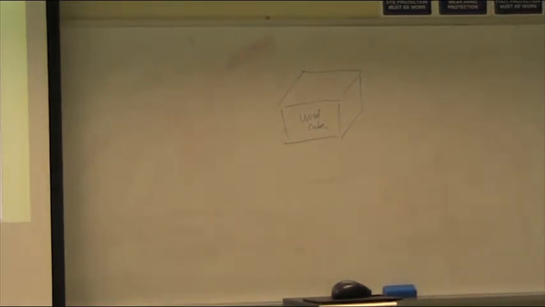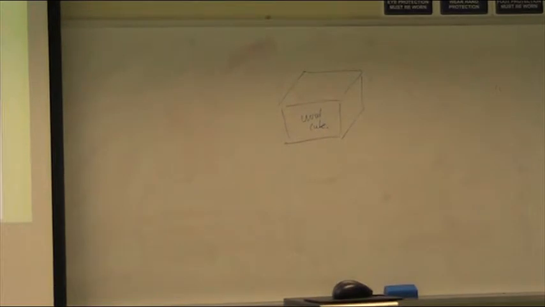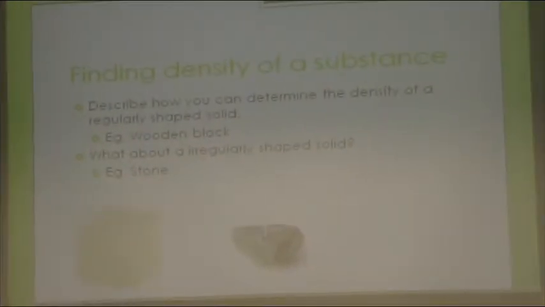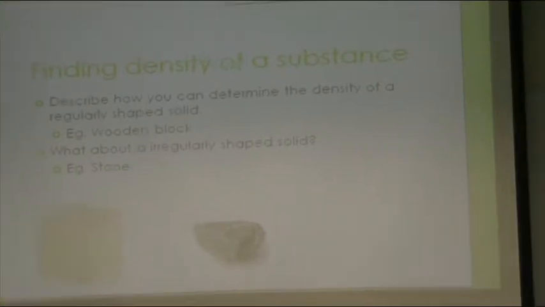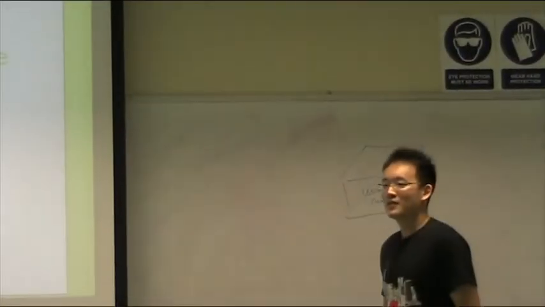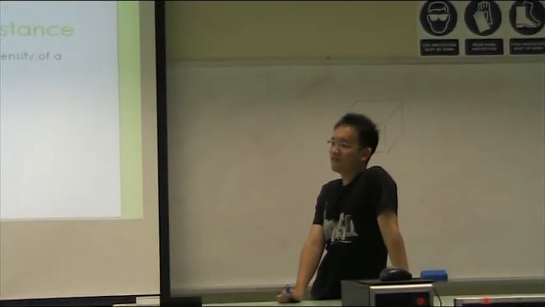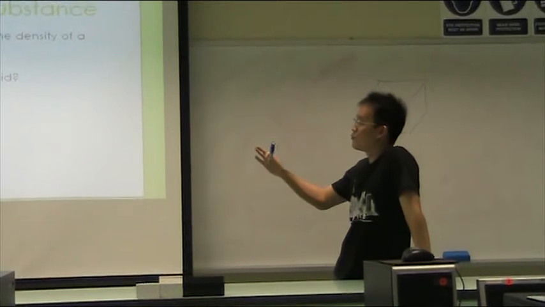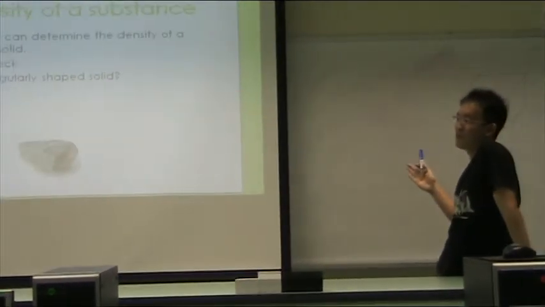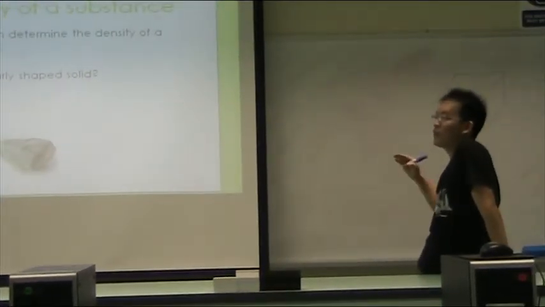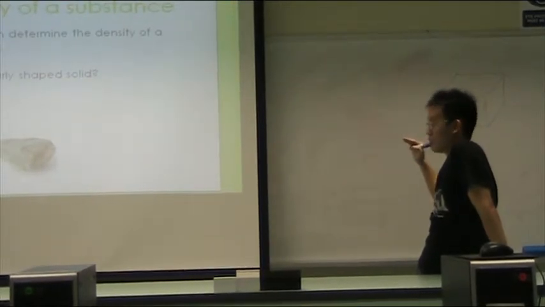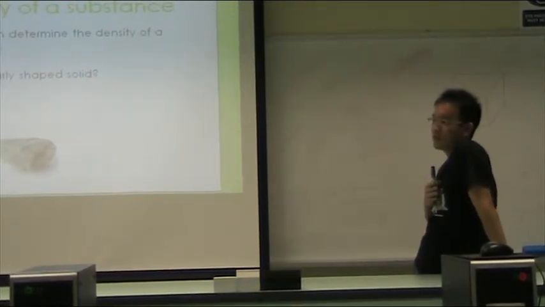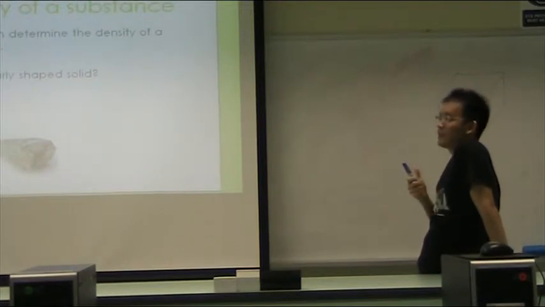But what about an irregularly shaped solid? For example, this piece of rock over here. Timothy, give it a try. Smash it into powdery form and then measure. Okay, first you want to find the mass first, correct? Remember the 3 steps. Measure the mass first, measure the volume, and then divide mass over volume. So the first step, measure the mass. How are you going to measure the mass for this? Putting it on the weighing balance. Okay, good. So you get the mass ready.